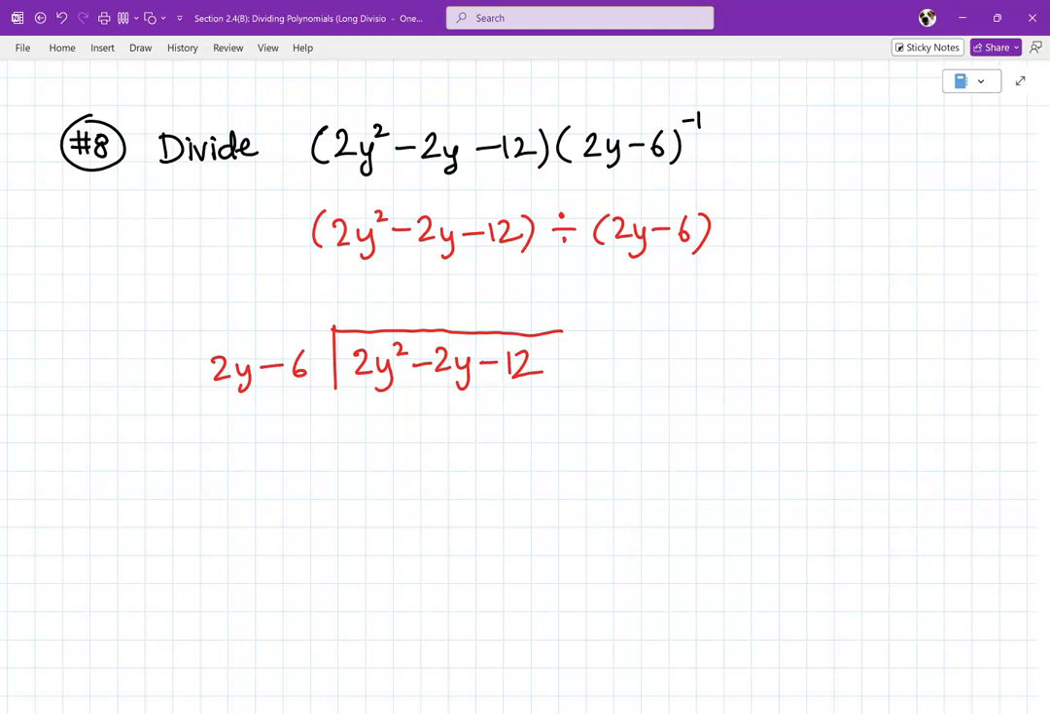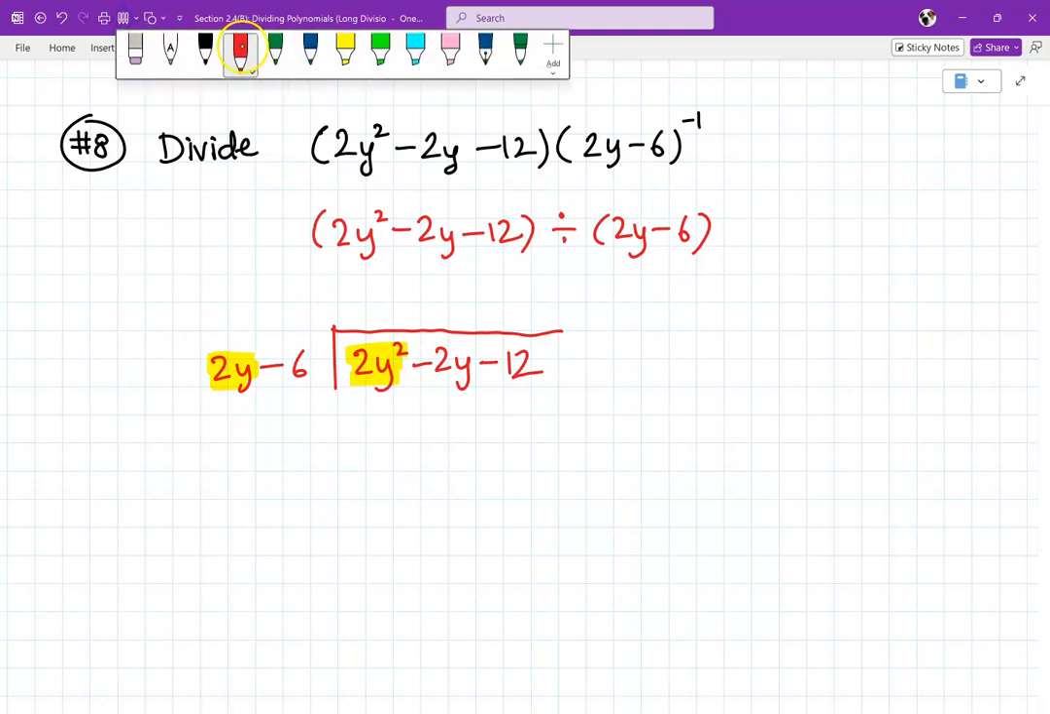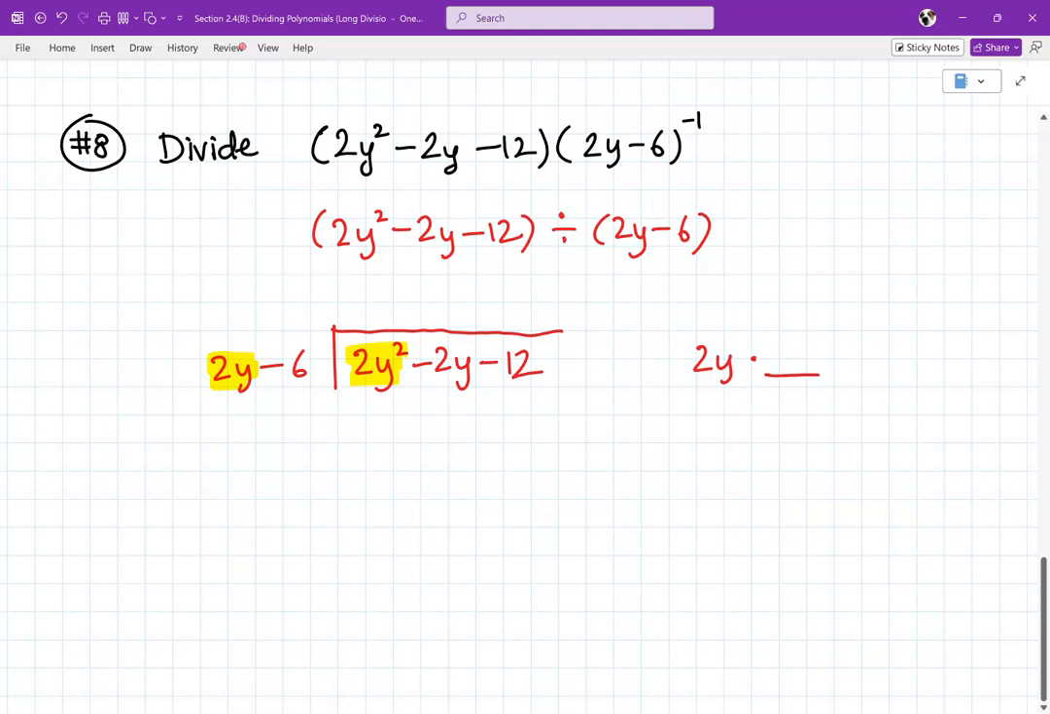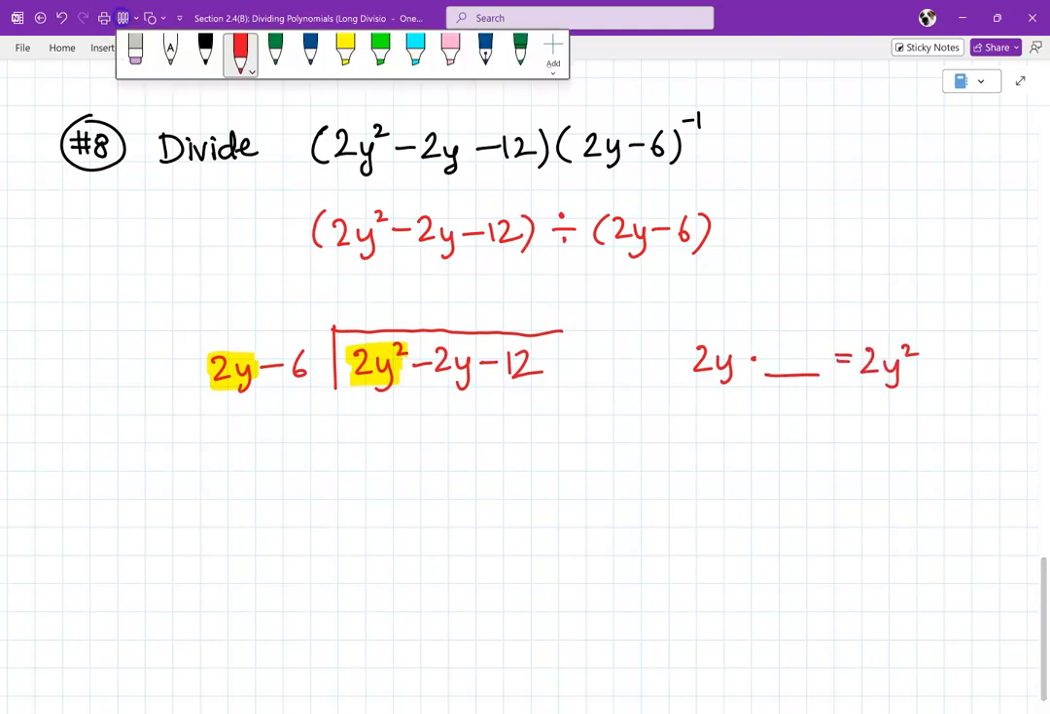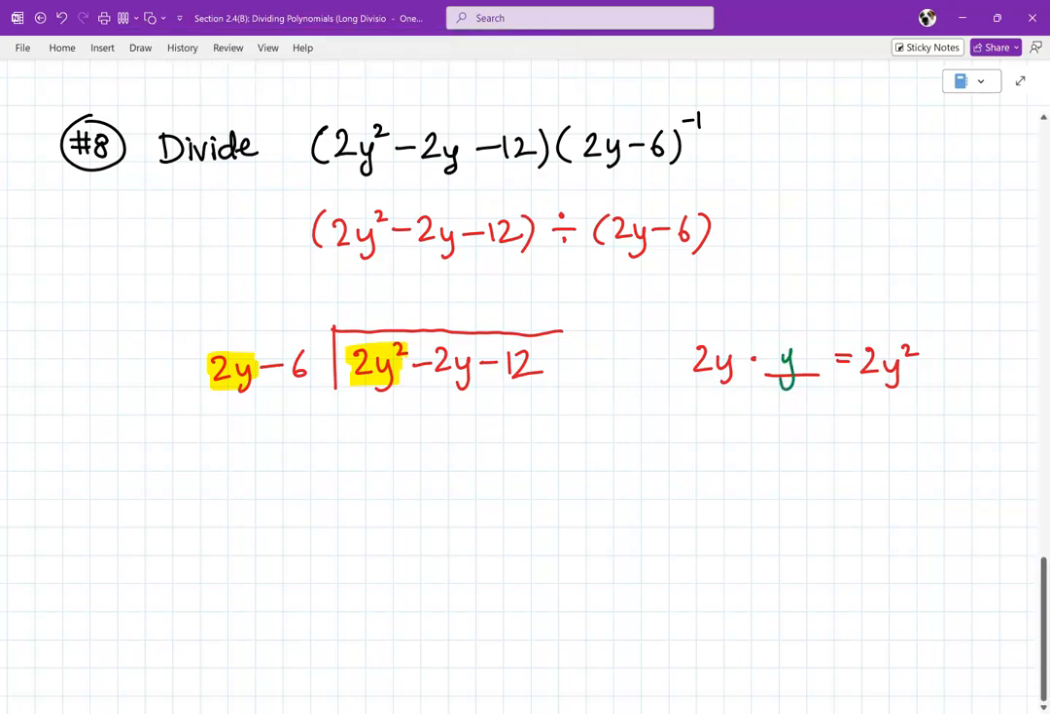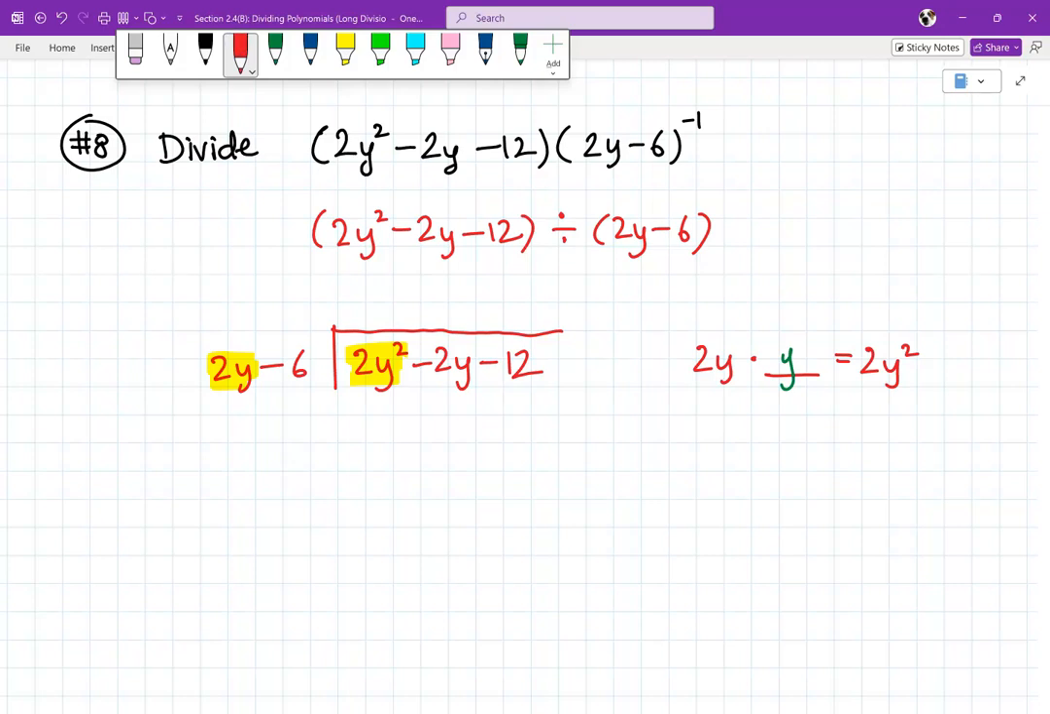I'm going to play the same game, okay? I'm going to focus on the firsts. It doesn't matter what it looks like. You always do the same thing, okay? Highlight the first terms and ask yourself the question, 2y times what is 2y squared? So what do I multiply 2y by in order to get 2y squared? What do you think? Anybody? You can use your fingers. By y, right? So 2y times y is 2y squared. So I'm going to multiply by y.